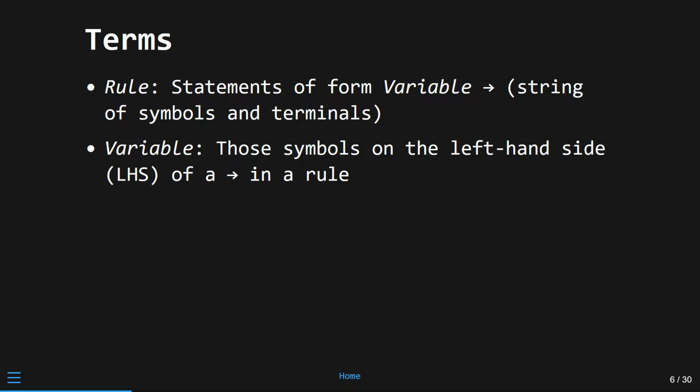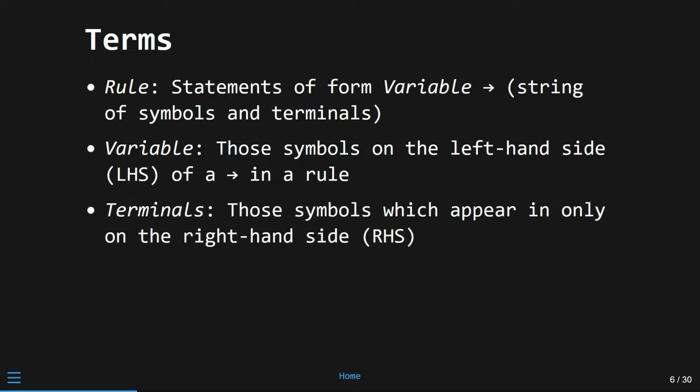Not every symbol is a variable. Every variable is a symbol. The variables are a subset of the symbols. The other kind of symbol is the terminal. A terminal is a complete symbol. It is done. It is finished. These are the symbols which appear only on the right-hand side.